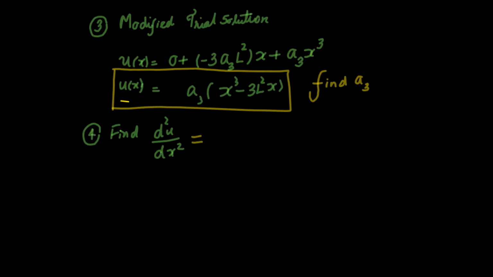Differentiate this equation 2 times. If you differentiate, this is the equation for u. If you differentiate this expression 2 times, this term will become 0. The second term is going to become 0, this term. What about the first term? If you differentiate 1 time, you get 3x squared. If you differentiate 2 times, you get 6x. So 1 time differentiation, it is going to be 3x squared. 2 times the differentiation, you will be getting 6x. So it is going to be a3 into 6x. Okay, I got the value of d squared u over dx squared.